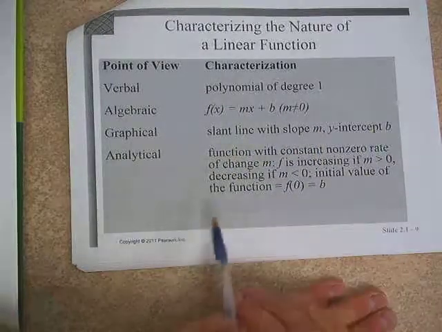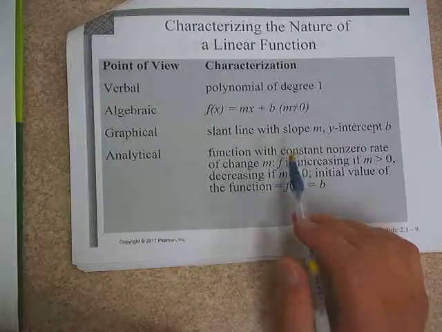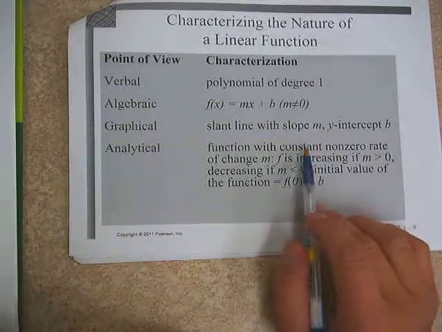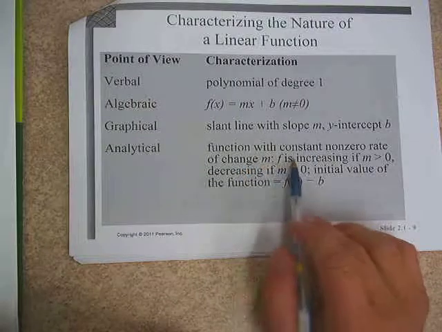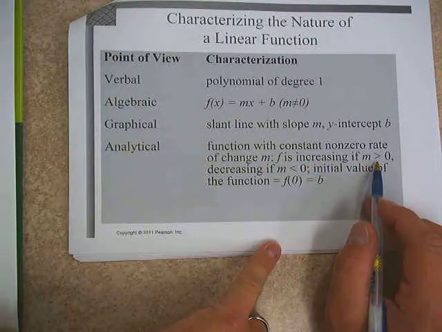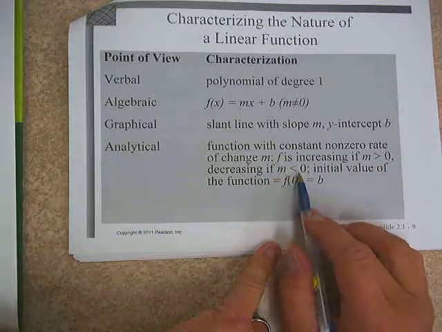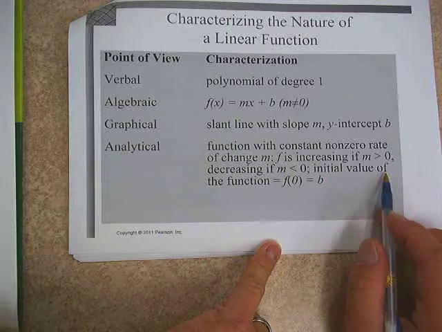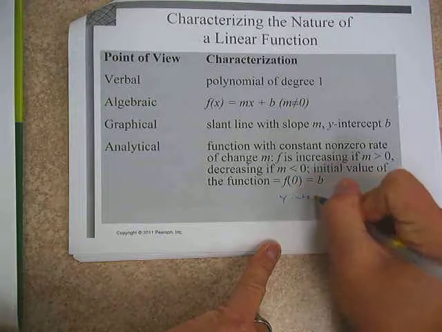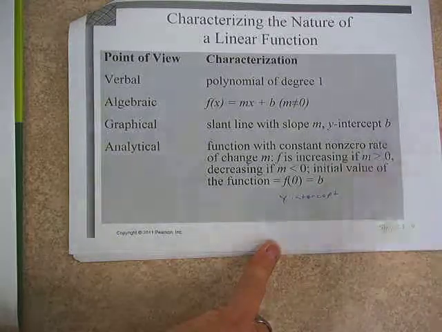And then analytically, a couple things to analyze a linear function is that if we have a function with a constant non-zero rate of change m, then the function is increasing if m is greater than 0, and decreasing if m is less than or equal to 0. And then the initial value, which is really just the y-intercept, is always going to be that b value.